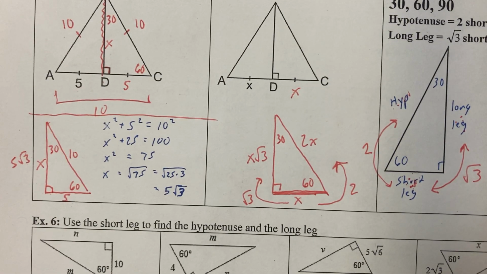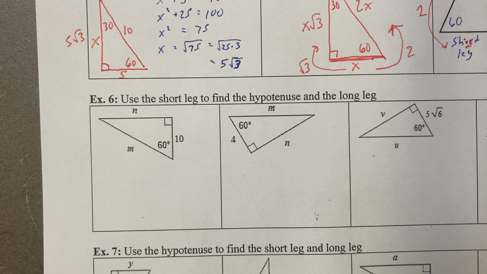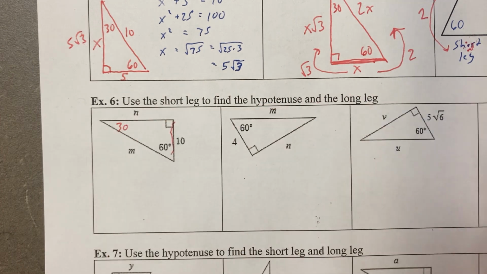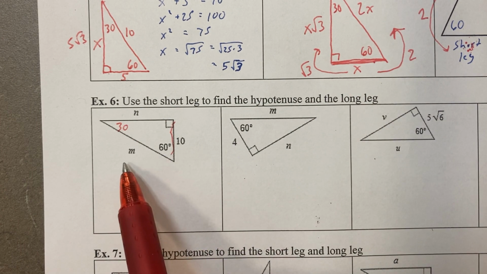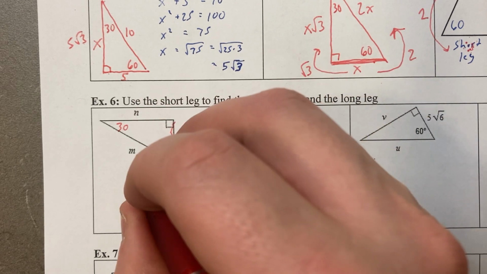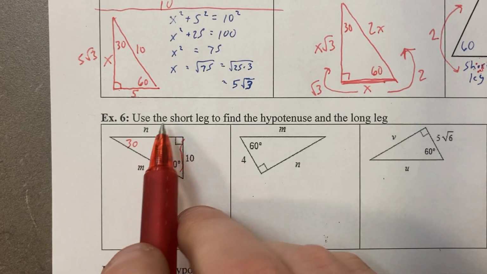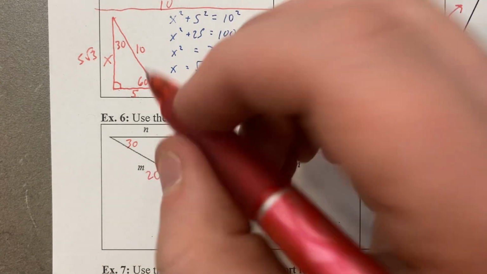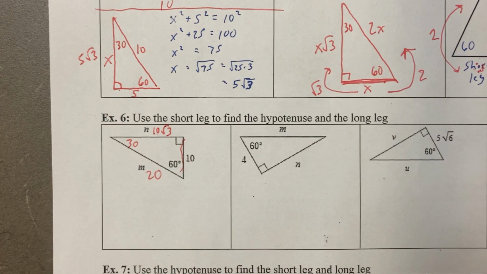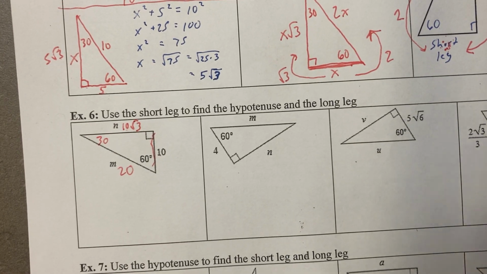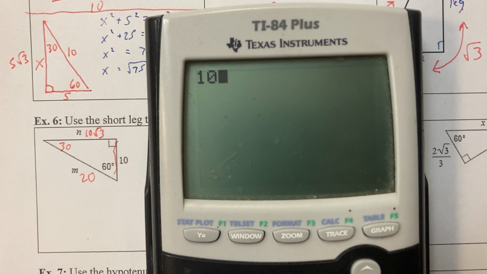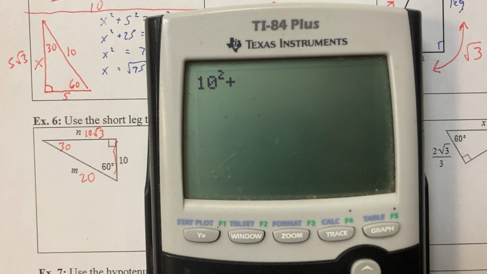Okay, we're going to go do some examples. Here we go. Here's my short leg. It's a 30, 60, 90. To get to the hypotenuse, I double. This is just 20. To get to the long leg, I have to multiply because it's longer. We can use 10 and multiply. It's 10 root 3. So there you have it. If you really want to check your work in your calculator, you can. Let's do 10 squared plus, in parentheses, 10 root 3.